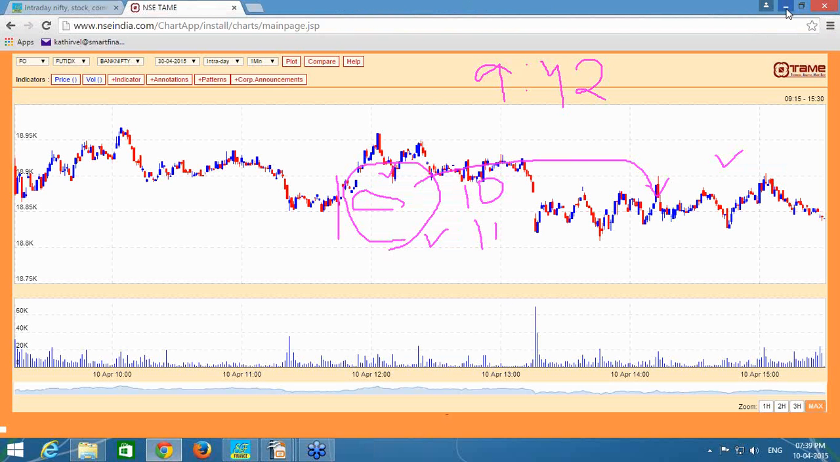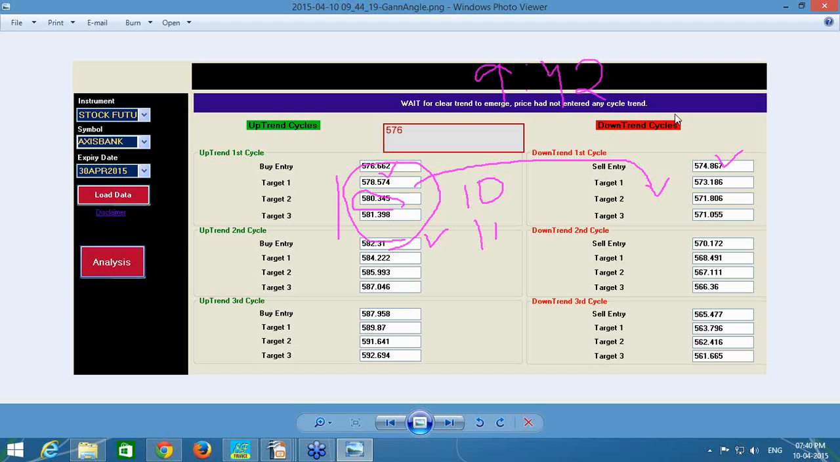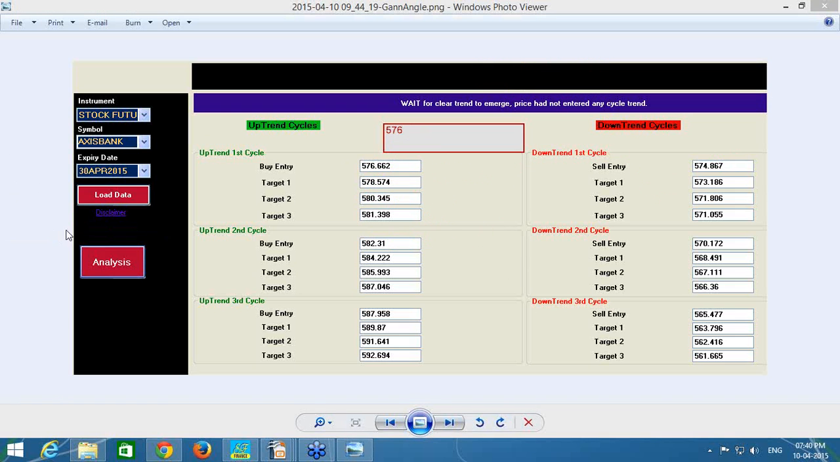The cycle started, but it has not given us anything. Nifty I have shown you. Same thing happened for the Nifty. So let me show something more. What next have I taken? Axis Bank. 576, 578 level. Axis Bank future I have taken. Same thing has happened for the Axis Bank future also.